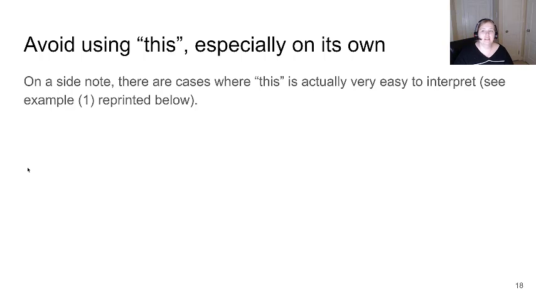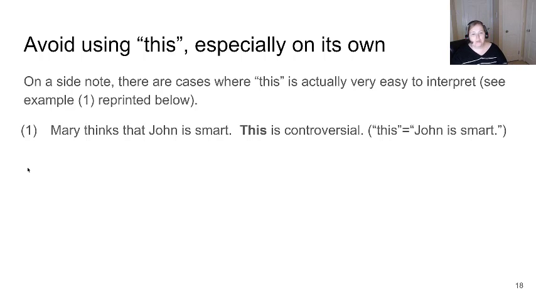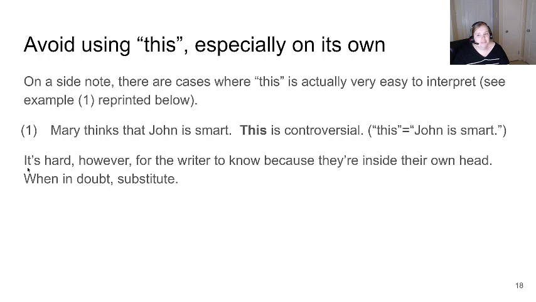There are a few cases where this is very easy to interpret, such as the one I gave you first. Mary thinks John is smart. This is controversial. It is hard as an author, though, to know for sure when it is easy to interpret. You can hand it to a couple people if you really want to know, or if you're in doubt, just substitute. Mary thinks John is smart. This opinion. And I can use the word this if it's not by itself. This opinion. The word this is just too vague. It's a pronoun. It replaces too many things, okay?